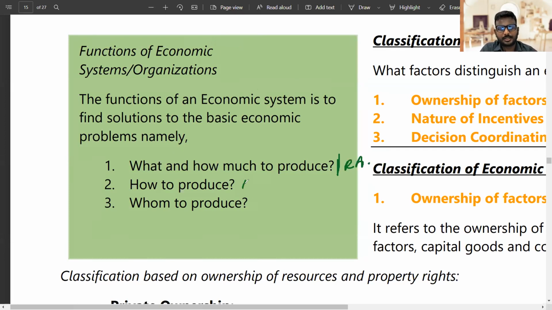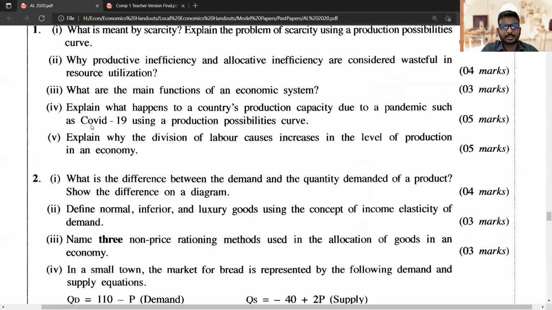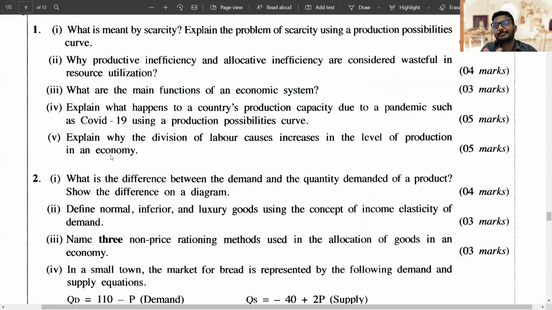How to produce? Technological problem, production technology problem. Whom to produce? Distribution problem. You just write this whole thing and these other names also you mention next to each of these problems. Enough. I'm not going to put any more time since this is a question we talked about in the first class itself. But what to do, in 2020 they have asked it. It would have been good for you if that same question came in your level. 2020 students got it.